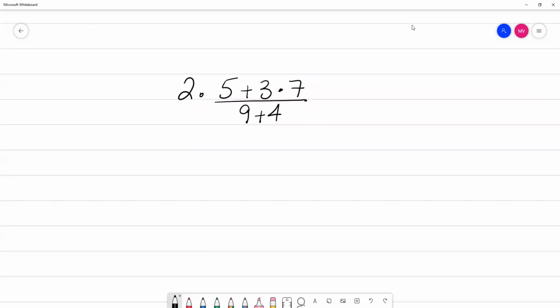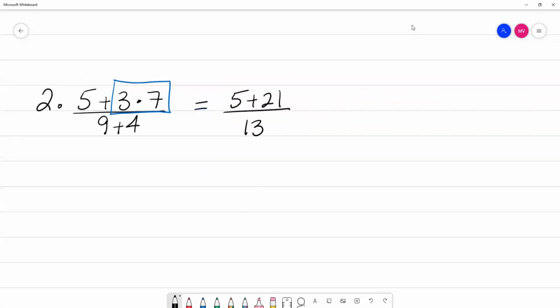What about number 2? 3 times 7. After you get 21 plus 5 is 26, and 9 plus 4 is 13. Okay, so 5 plus 21 is, we'll get to that in a second. Go ahead and do the 9 plus 4. Gives us 13, right? All right, so 5 plus 21 was what? 26 over 13. Right, and that gives us a whole number 2 because 13 goes into 26 exactly 2 times.